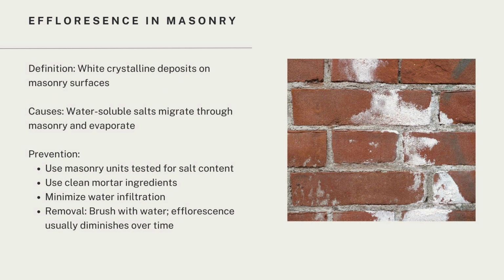Next up is something called efflorescence in masonry. So, this is when white crystalline deposits form on masonry surfaces. This is caused by water soluble salts that migrate through masonry and evaporate. So, there are a few ways to prevent this. You could use masonry units tested for salt content, use clean mortar ingredients, minimize water infiltration, and or you can remove this with brush and water.